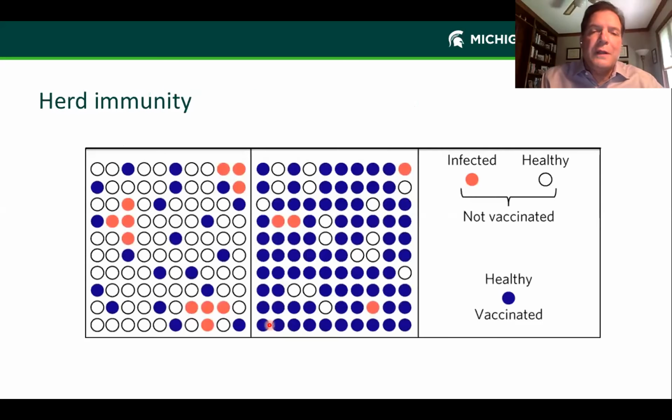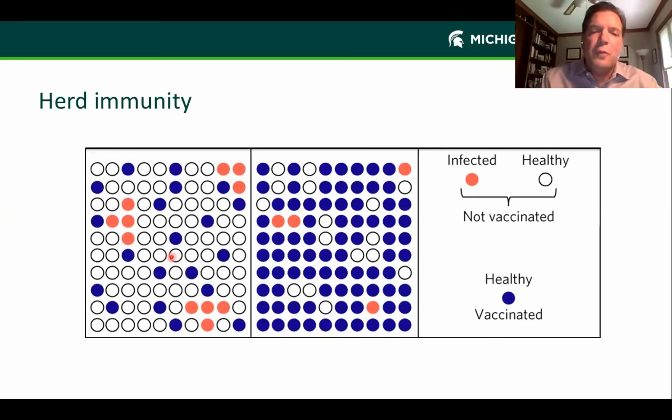One of those is the concept of herd immunity. We've all heard about this quite a bit. Herd immunity is the idea that if enough individuals within a population or within a herd are protected from infection, the likelihood of transmission to a new person from an infected person is much lower.